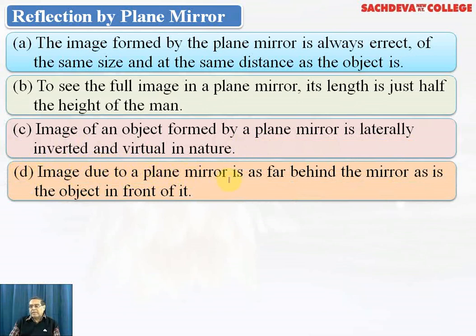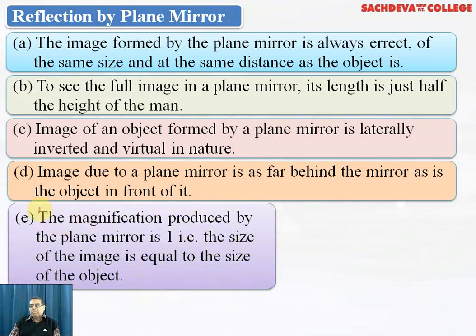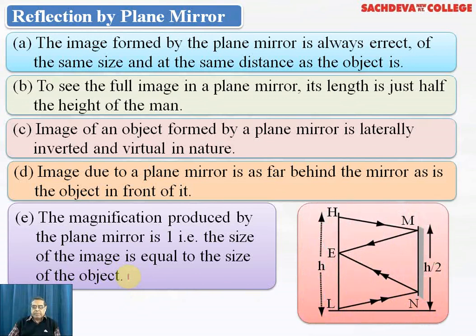The image due to a plane mirror is as far behind the mirror as the object is in front of it. That is, the distance from the mirror is the same. When we use the term magnification, we are referring to enlargement. The magnification produced by the plane mirror is 1, that is, the size of the image is equal to the size of the object. So it will remain the same.